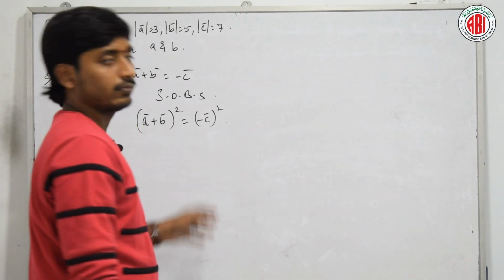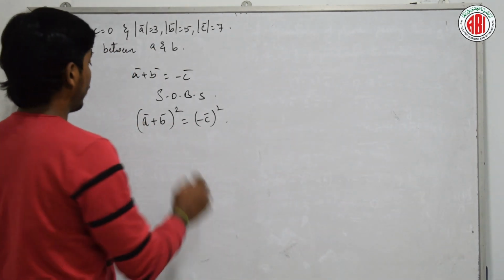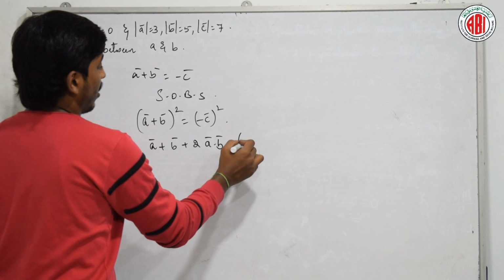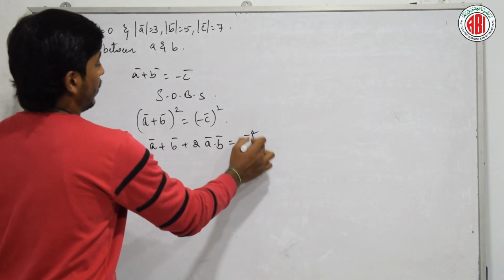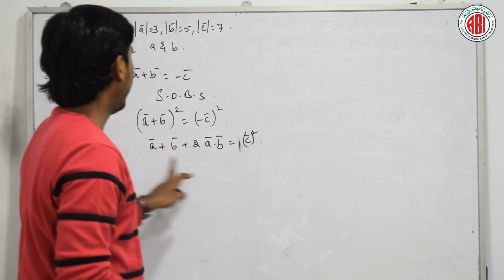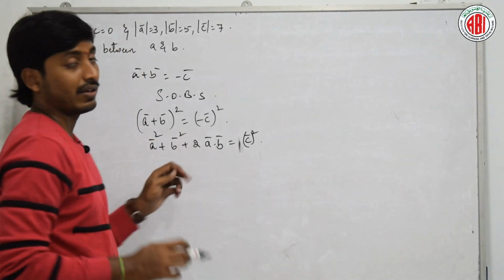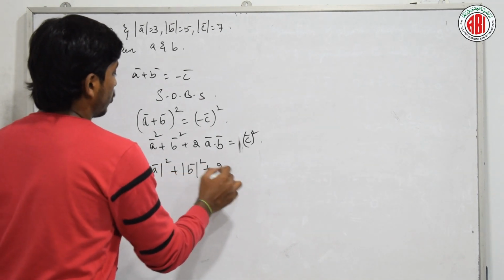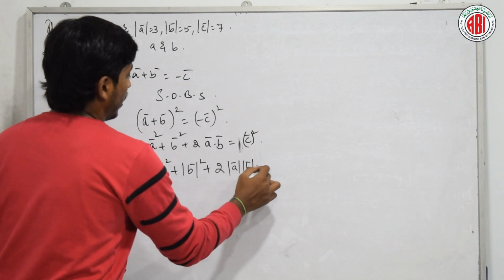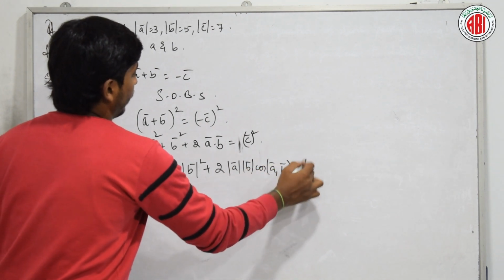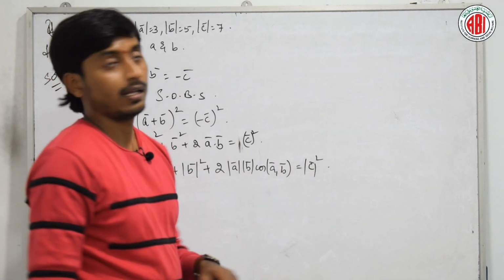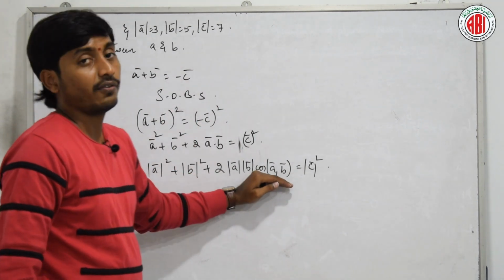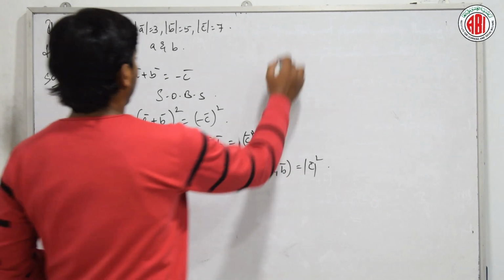Isn't it? Fine. What is this a plus b whole square? A square plus b square plus 2 ab. That is not just ab, that is a dot b. Clear? And this is not just a square b square, that is mod a whole square plus mod b whole square plus 2 mod a mod b cos of angle between a and b. Clear? Do we know the value of mod a, mod b, mod c? Just we have to find this cos of a comma b. Let us substitute everything here.